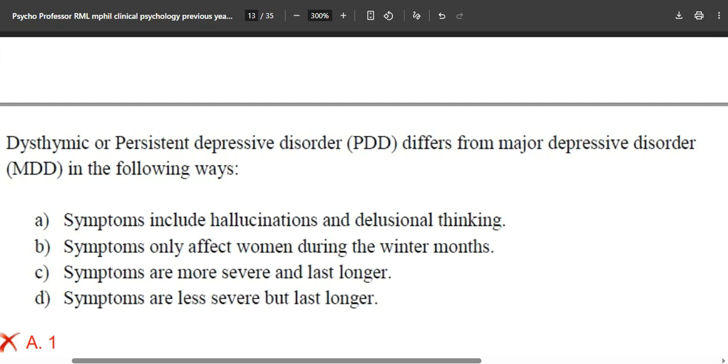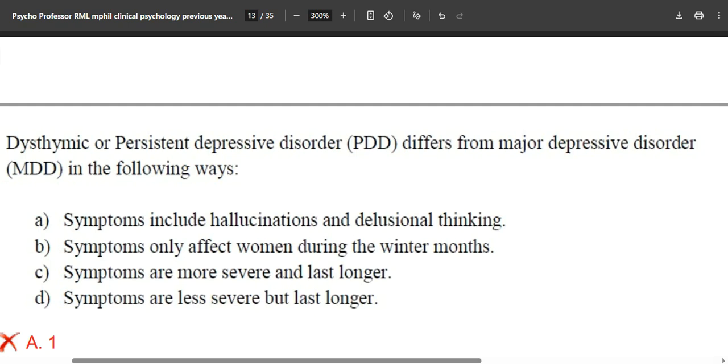Okay, now what do you think is the correct answer for this? Symptoms include hallucinations and delusional thinking. Then if we are talking about this in persistent depressive disorder or MDD, then what will the schizophrenic people do? Symptoms only affect women during the winter months. Okay, symptoms are more severe and last longer. Okay, symptoms are less severe but last longer.